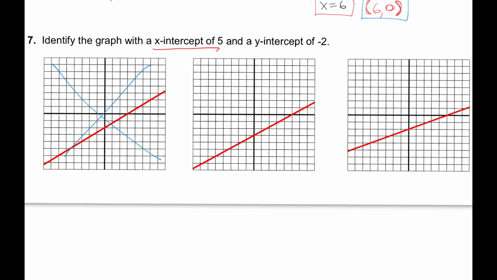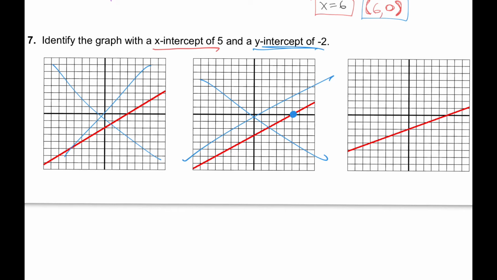That's not the answer. The second graph, from the origin, positive 1, 2, 3, 4, 5. Okay, so this one crosses at 5. But let's check the y-intercept. The y-intercept has to be -2. So when you look at the y-intercept for this graph, -1, -2, -3. Nope, that's not the graph we need, because it's crossing the y-axis at -3. So it has to be the last one.